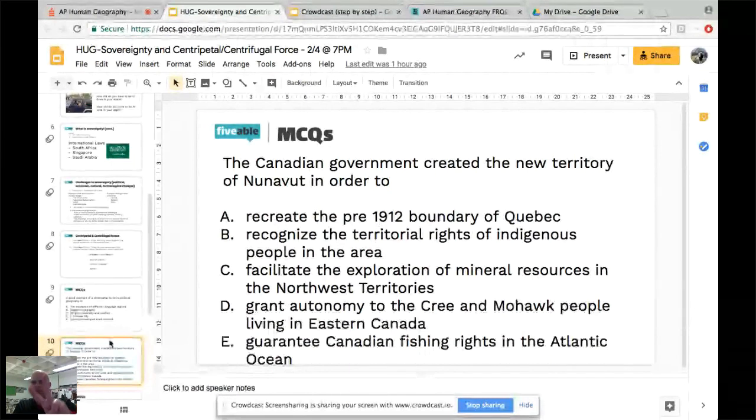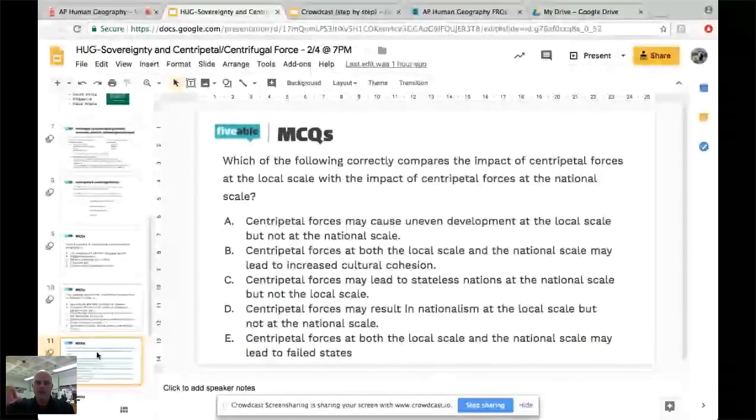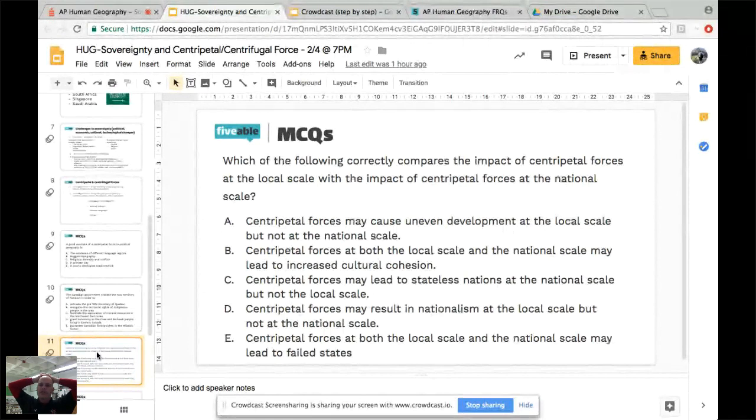I got two more for you guys, and then we'll wrap it up. This is a bit of a long one, but I have faith you can do it. Which of the following correctly compares the impact of centripetal forces at the local scale with the impact of centripetal forces at the national scale? What do we got? A, B, C, D, or E? What do we think? Let's see. Oh, we get this one right. All right, you're gonna get a goal here.